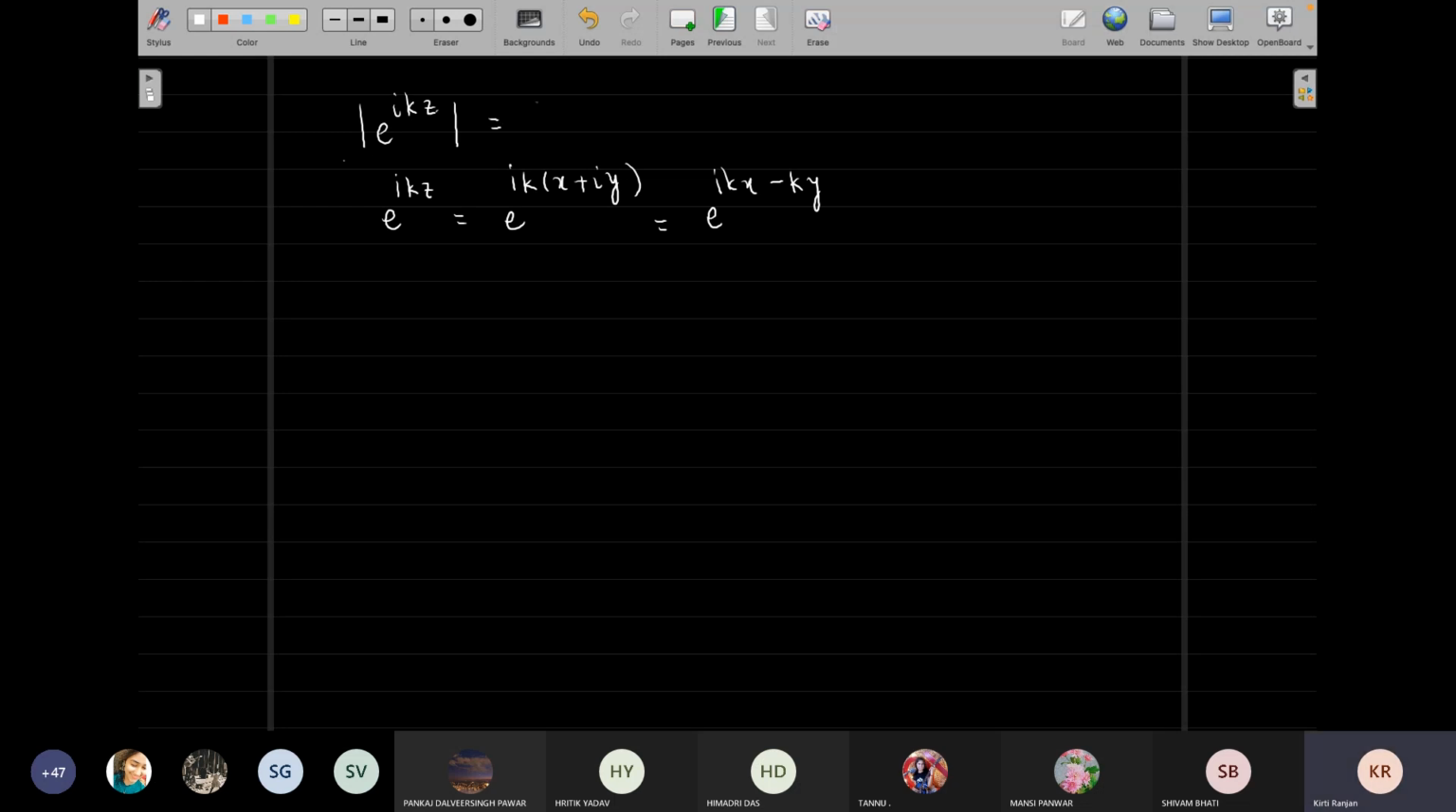This will be equal to the mod of e^(ikx) and the mod of this term. The first portion, of course, goes to 1. But what about this term, e raised to minus ky? If k is greater than 0, then what happens to this term? And if k is less than 0, then what happens to this term? So we are basically left with e^(-ky).